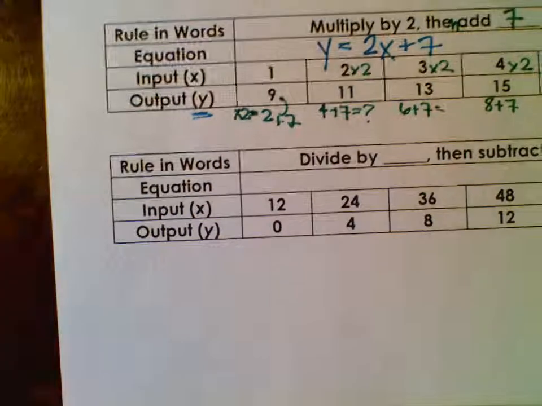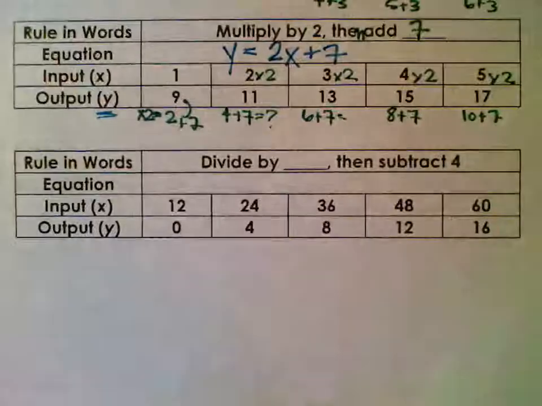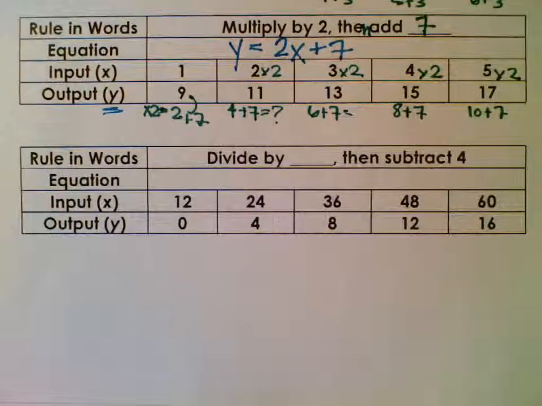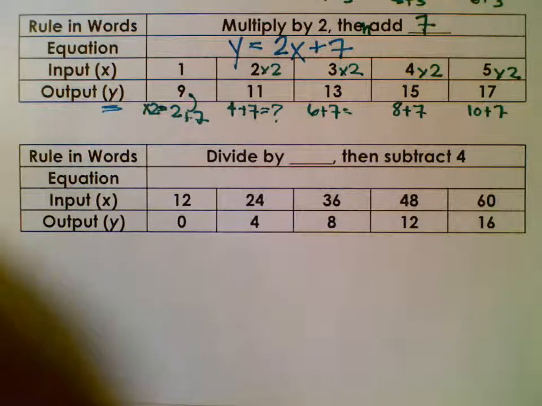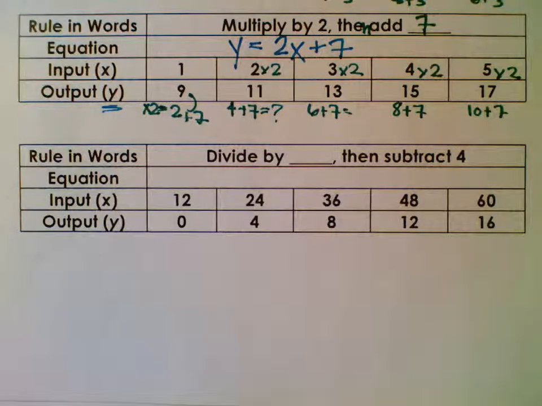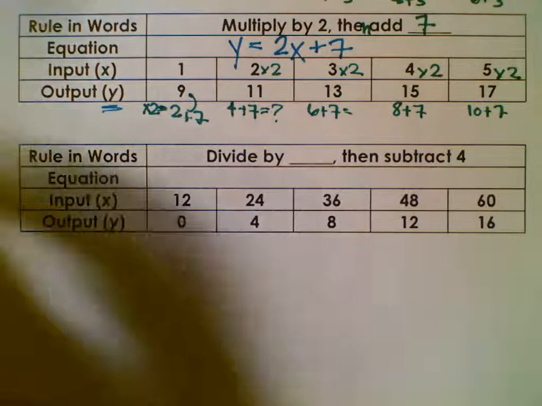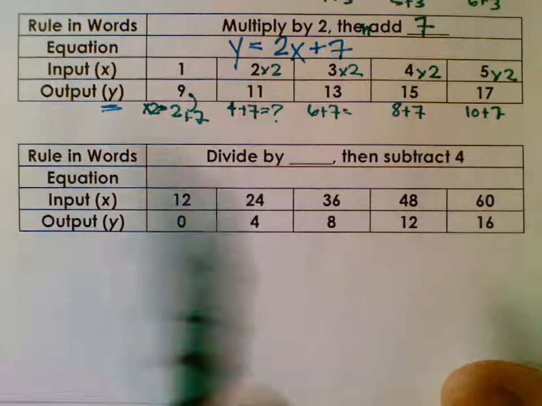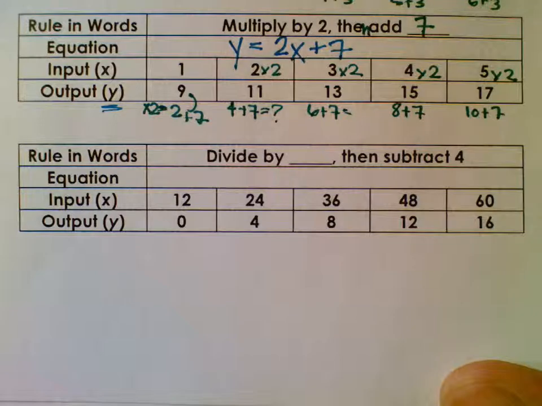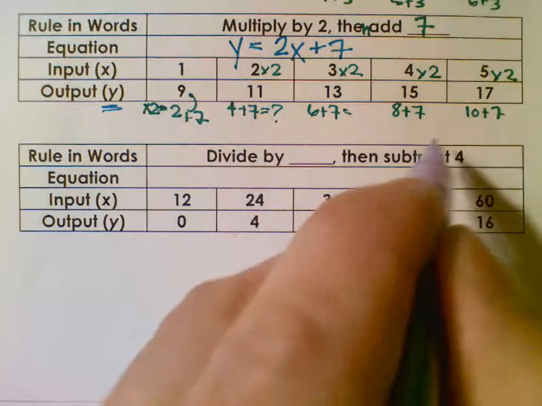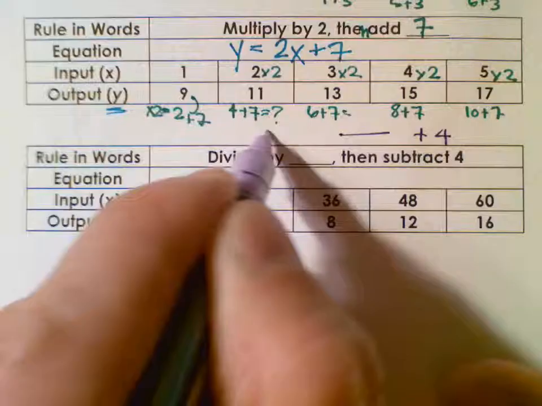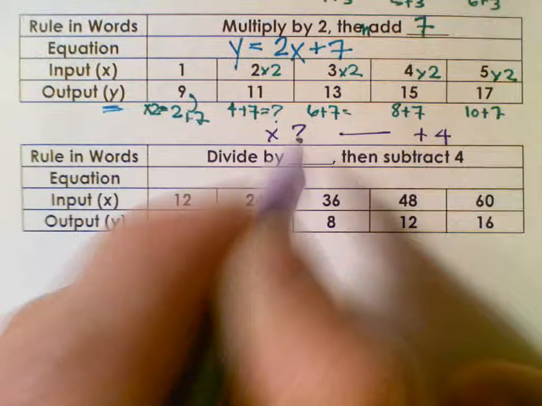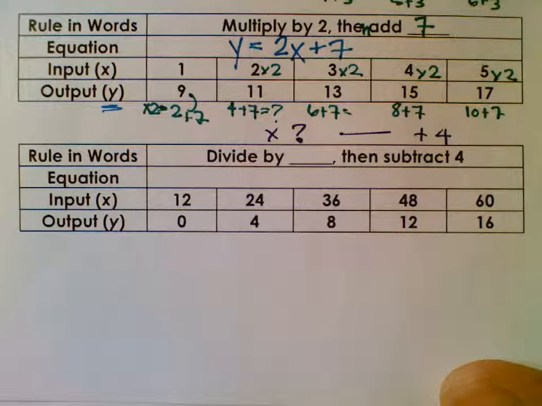All right, let's look at our next one then. Sorry, I'm trying to slide it. There you go. Bumped it too much here. Okay, so now the rule in words is divide by blank, then subtract 4. Okay, so we're going to work backwards. We have to work backwards on this. So what we're going to do, instead of subtracting 4, we're going to add 4, and then we're going to multiply by something. Okay, to go backwards.